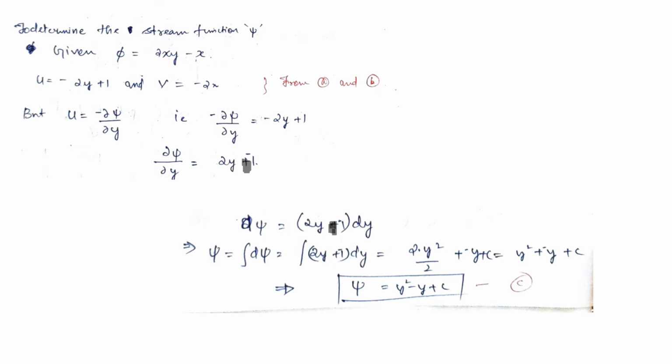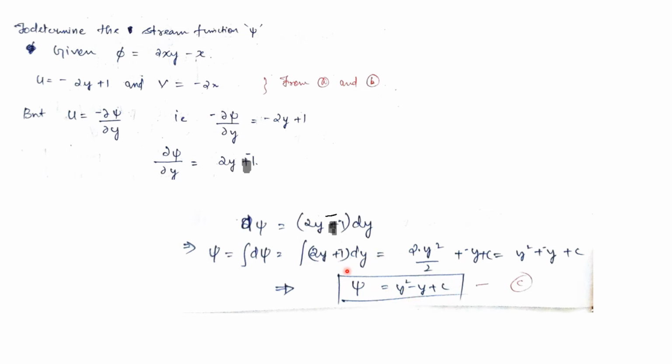It is 2y minus 1. Okay, 2y minus 1 over here, into dy. And how will you find psi? Differential of this term. That means integrate 2y minus 1 dy. That means y squared minus y plus c. That means the value of psi would be y squared minus y plus c.